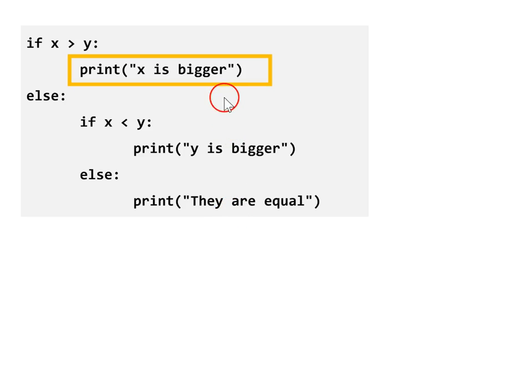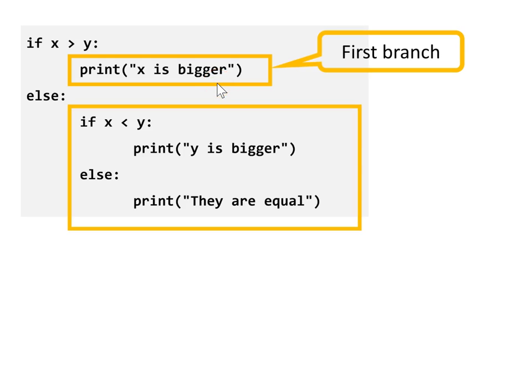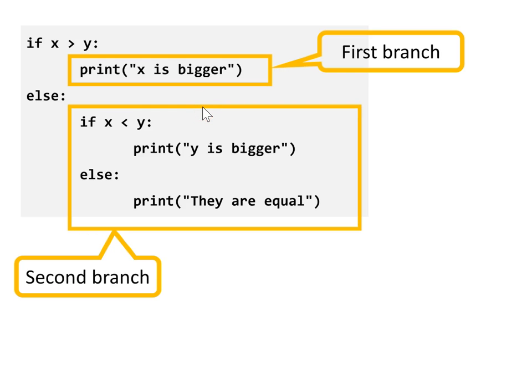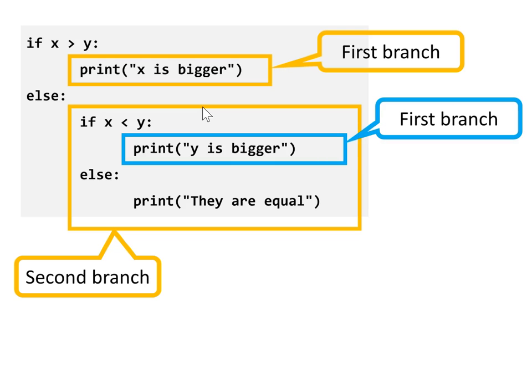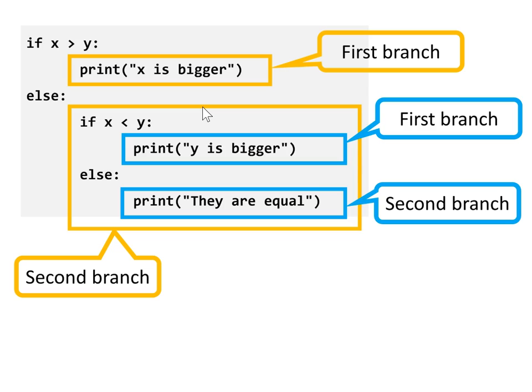So in this case, this one referred to the first branch, this one referred to the second branch of the if-else statement. Inside the else branch, the second branch, we have another if-else statement. For that if-else statement, the first branch is print y is bigger. Second branch is print they are equal. You look at this code. In fact, these are three-way decisions. Based on the relationship between x and y, you make a decision, but the decision is one of the three choices.